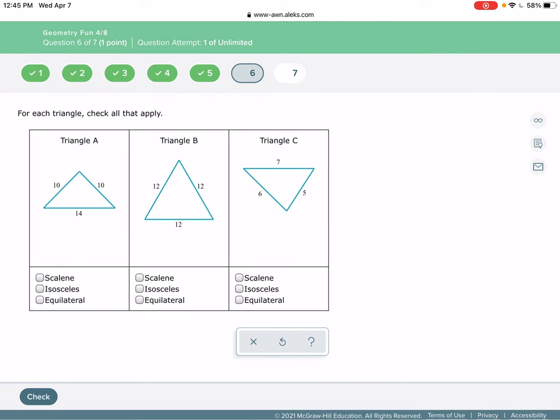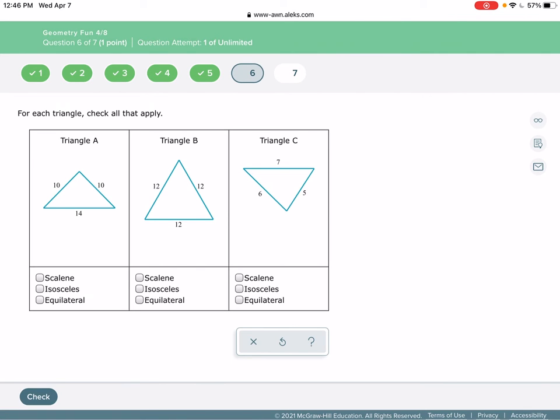What's great about that is if you know that an equilateral is 3 equal sides, and you know that you have 2 equal sides, it can't be an equilateral and it can't be a scalene. So it has to be an isosceles. Isosceles is 2 equal sides, equilateral is 3 equal sides, scalene is no equal sides. They are all different.